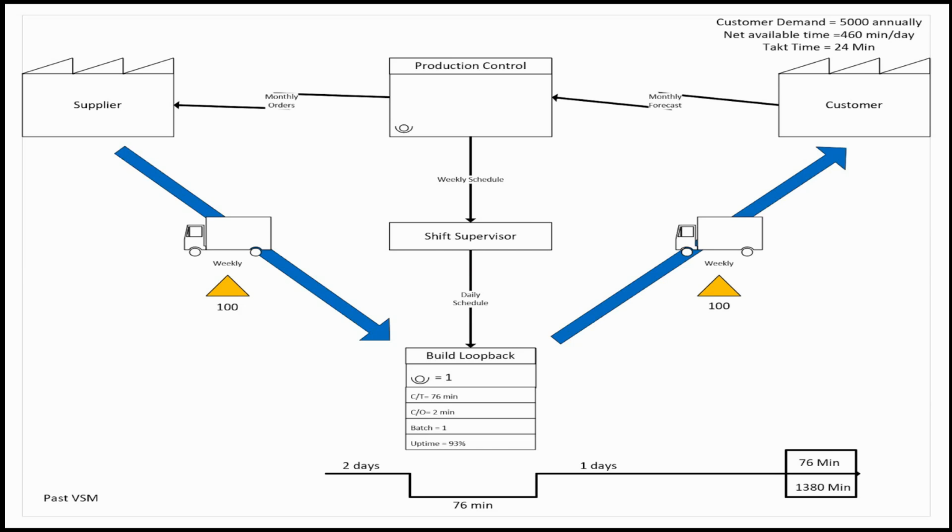This is the VSM for the baseline state at CMA. The net available time in a day is about 460 minutes. The annual customer demand is 5,000. This results in a takt time of 24 minutes per loopback. The current cycle time is 76 minutes, which means we need to reduce the current cycle time by about 68%, or 52 minutes.